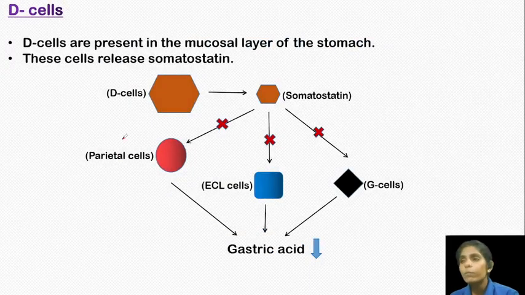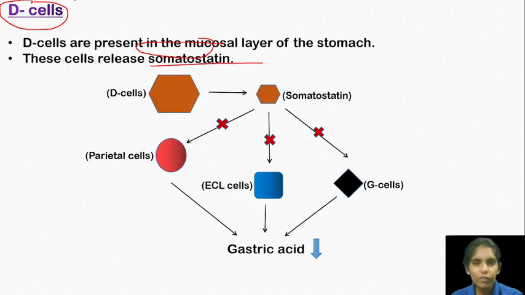Now coming to the somatostatin. Somatostatin is a hormone released by the D cells. And what is the function of this somatostatin? It will prevent or cause a decrease in the release of the hydrochloric acid. So what it will do?